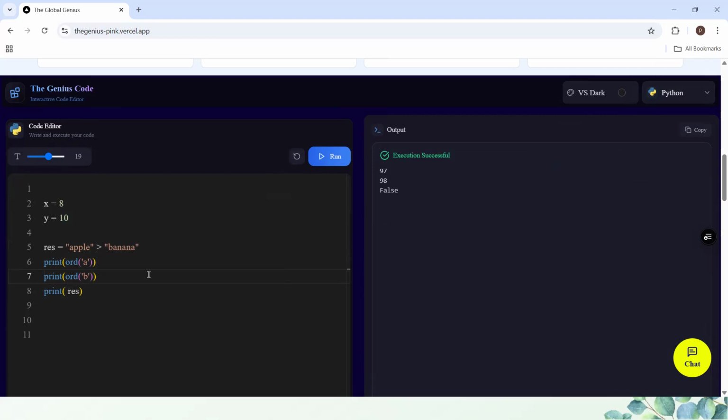So when you're checking is apple greater than banana, the Python interpreter will check the first letters. The first letter here is A, and the first letter in banana is B. So look at the ASCII values. The ASCII value of A is 97, and the ASCII value of B is 98. So is 97 greater than 98? False. So it is not true. Don't confuse this as A comes before B, that means it should be less than. No, that's not how Python checks it.